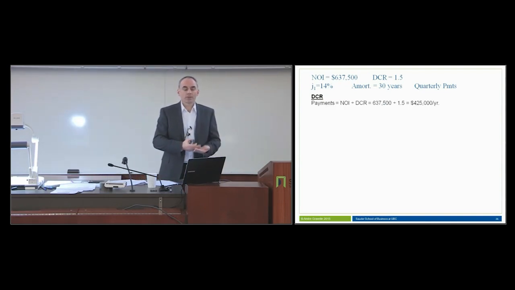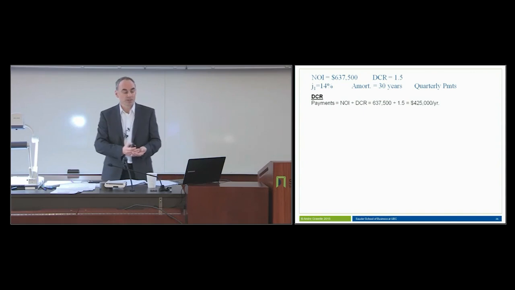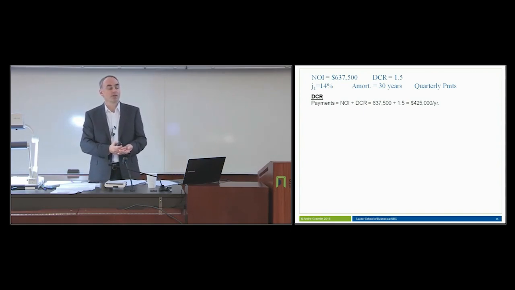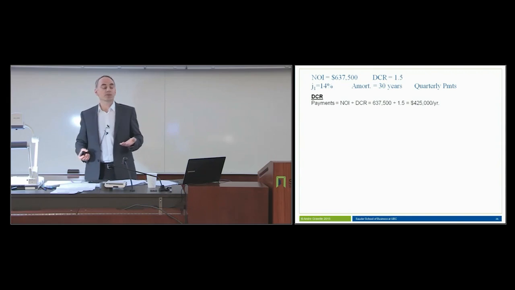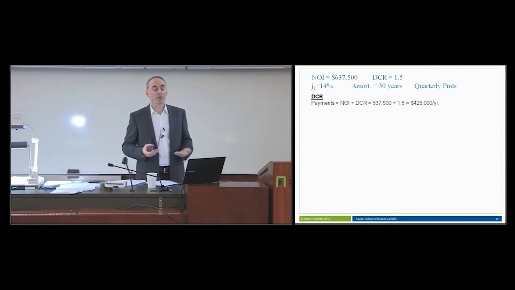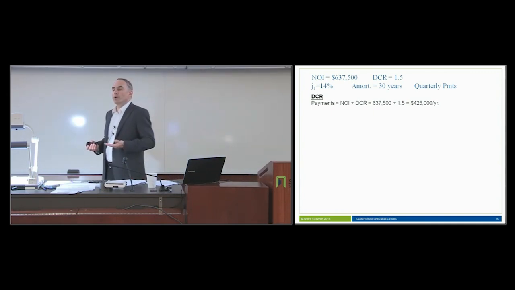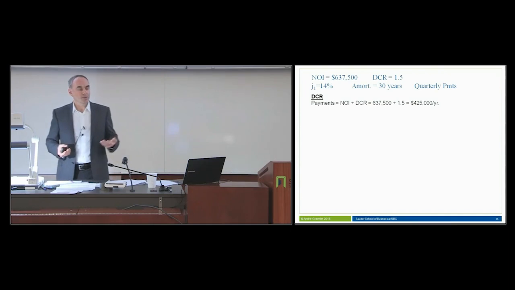So the debt coverage ratio, again, means the maximum payments are equal to the net operating income divided by the debt coverage ratio. So 637,500, which is our NOI, divided by 1.5, which is our debt coverage ratio, gives us an annual payment of exactly $425,000.